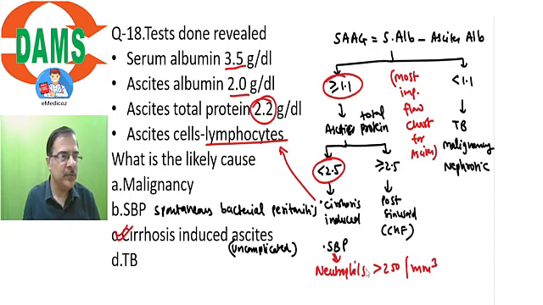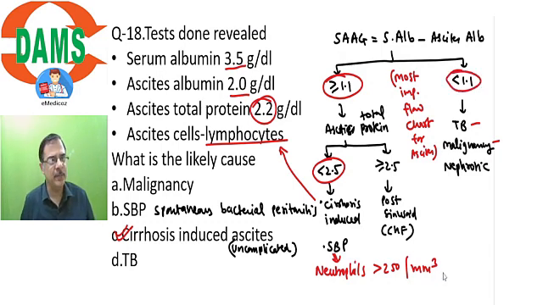What is the concept of SAAG? The SAAG concept is to rule out ascites due to portal hypertension or high sinusoidal pressure from other causes of ascites. So TB and malignancy will go in a gradient of less than 1.1.